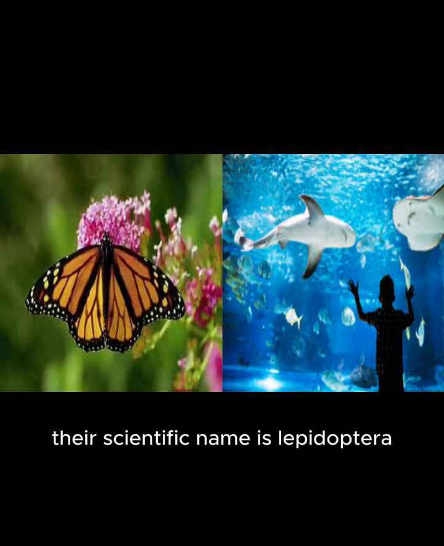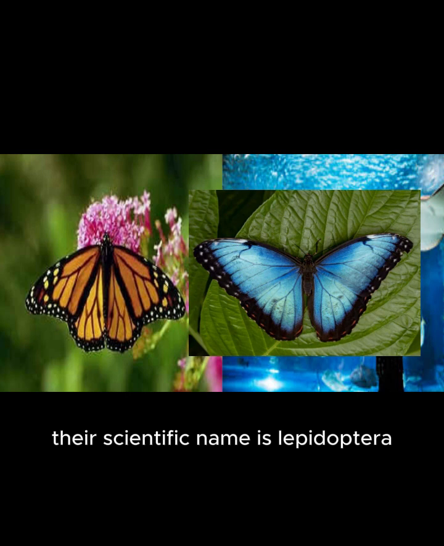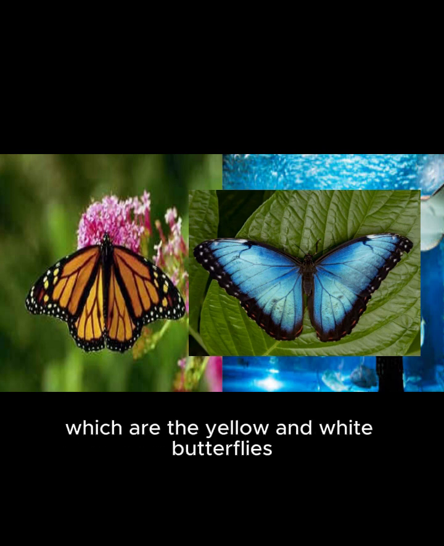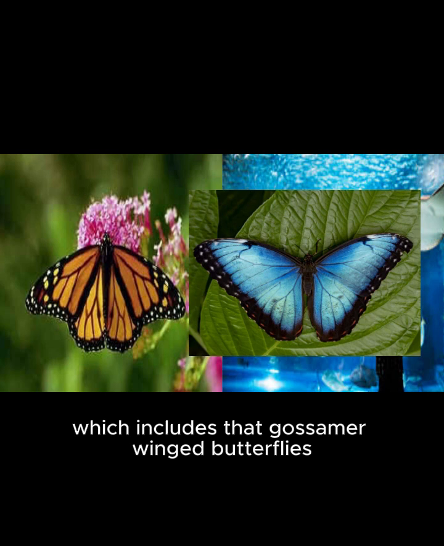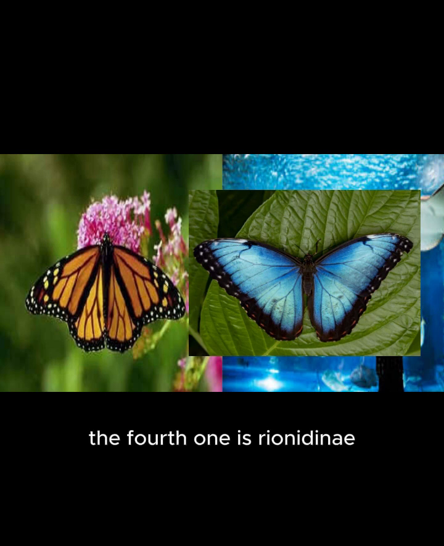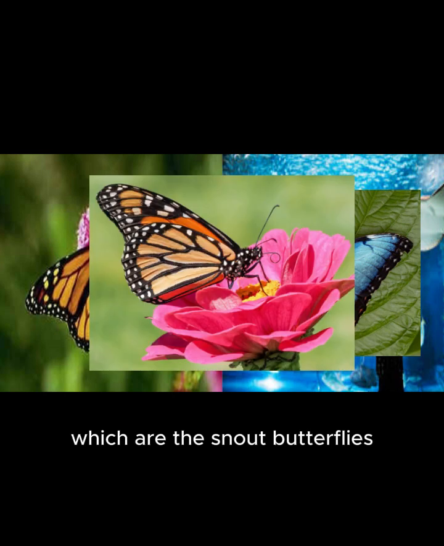Continuing with butterflies, their scientific name is Lepidoptera. There are 6 butterfly families. The first one is Papilionidae, which are the swallowtail butterflies. The second one is the Pieridae, which are the yellow and white butterflies. The third one is Lycaenidae, which includes the gossamer-winged butterflies. The fourth one is Riodinidae, which are the metalmark butterflies. The fifth one is Nymphalidae. And finally, the Libytheidae, which are the snout butterflies. Butterflies only eat liquids, and their main food is nectar.